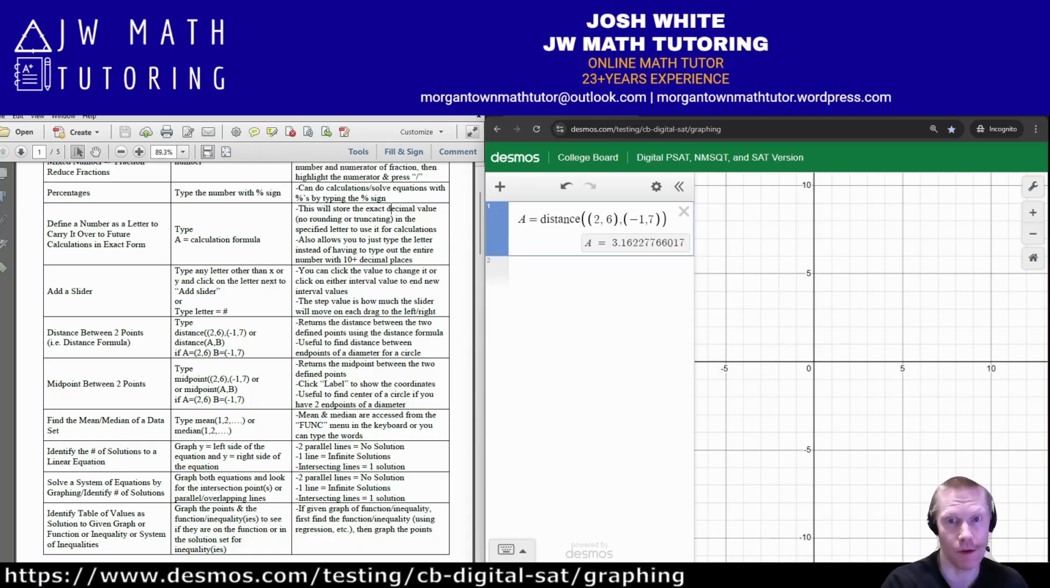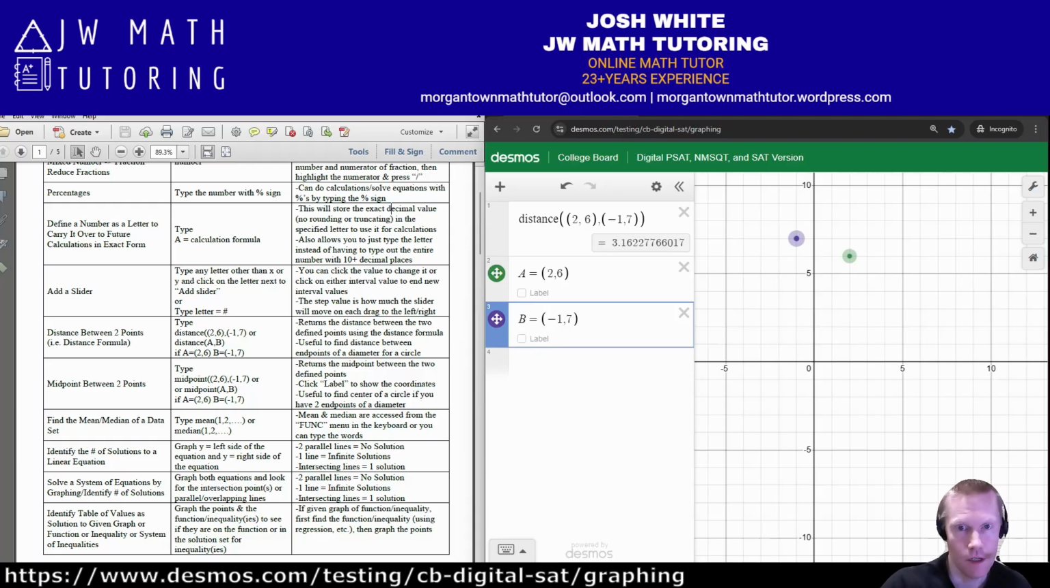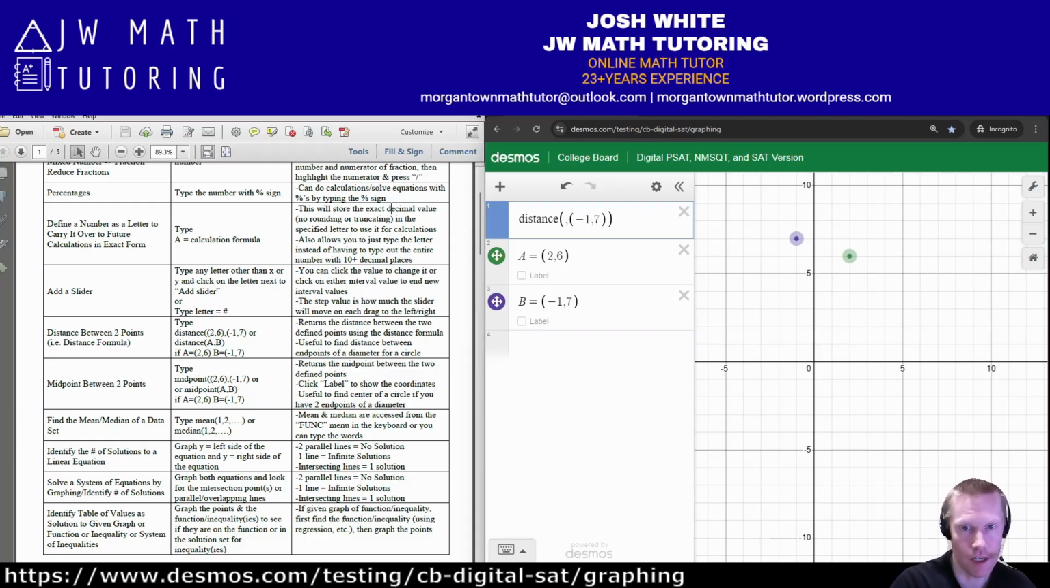Like maybe this is the diameter of a circle and you need to divide it by 2 to find the radius of a circle. That's a very common use of the distance formula: taking the 2 endpoints of a diameter, plugging them in, finding out what the distance is, and then dividing it by 2 in order to get the radius value. Now, you can also define points. So let's say I defined this point here, and then just type the letters into the formula instead of the actual coordinates themselves.